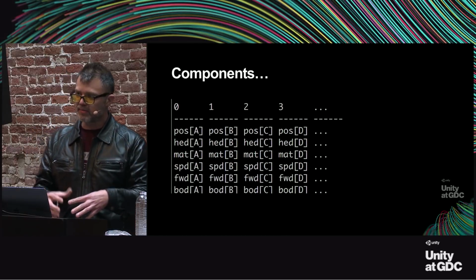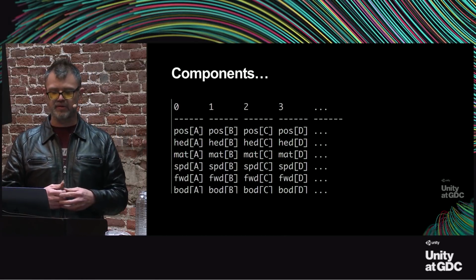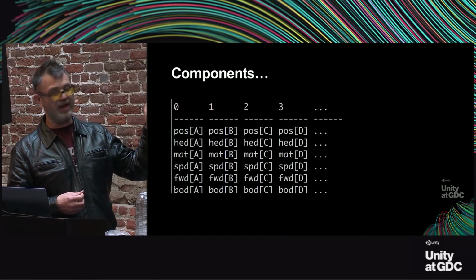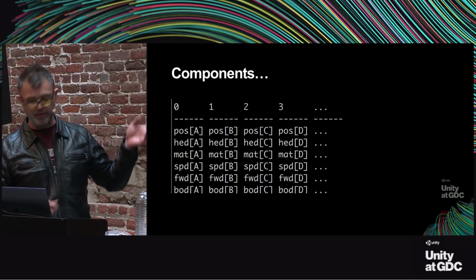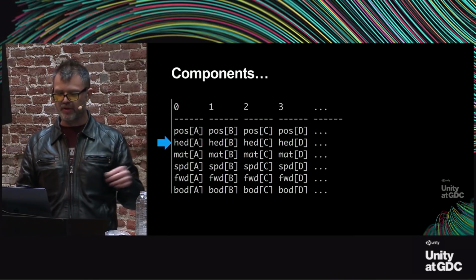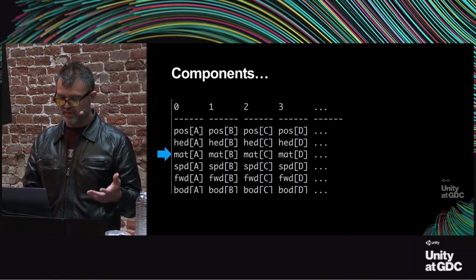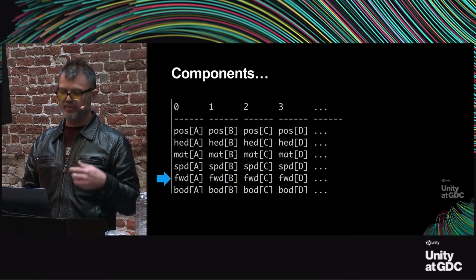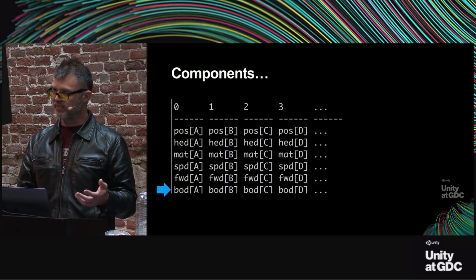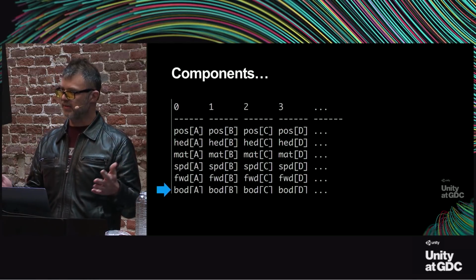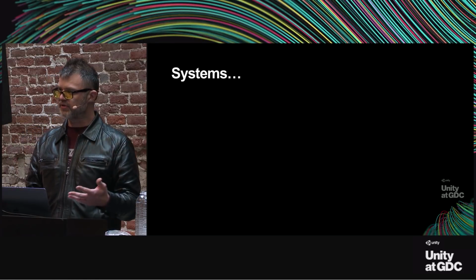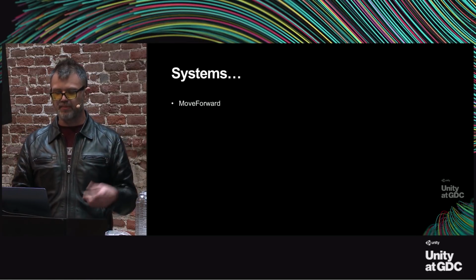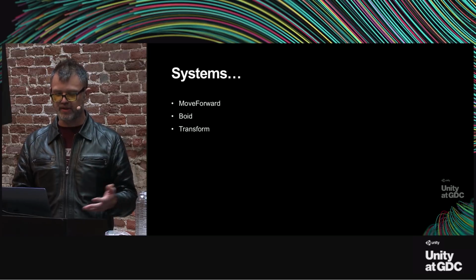So in this particular Boids example, let's look at how things are laid out. I've shortened the names of these components to fit on a slide. So we have a position component, a heading component, a matrix component, a speed component, a move forward component, and a boid component. That's what this particular sample is made out of. So the systems that go into running this example are MoveForwardSystem, BoidSystem, and TransformSystem.